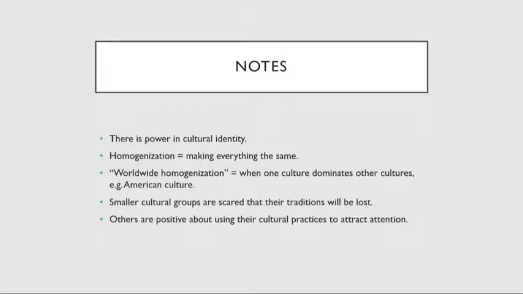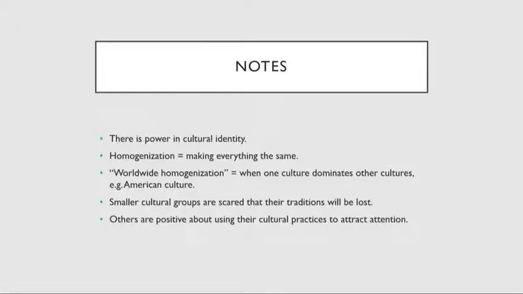Firstly, we see that there is power in cultural identity. When you read that little section, there is power in cultural identity because some people are wary of losing power. Some people are using that power to redefine themselves. Okay? That's basically what's being said there. Then, homogenization is making everything the same. When it's put next to worldwide homogenization, it's when one culture dominates all the other cultures. And then I put the example, like American culture. Okay. Then smaller cultural groups are scared that their traditions will be lost.